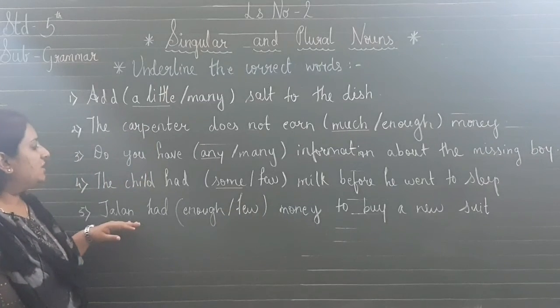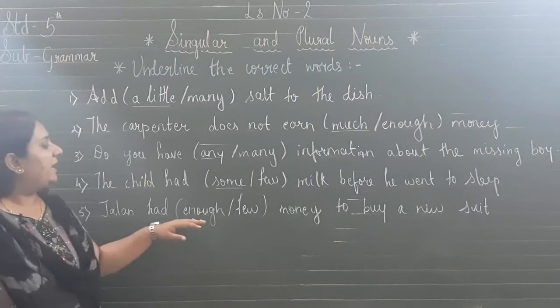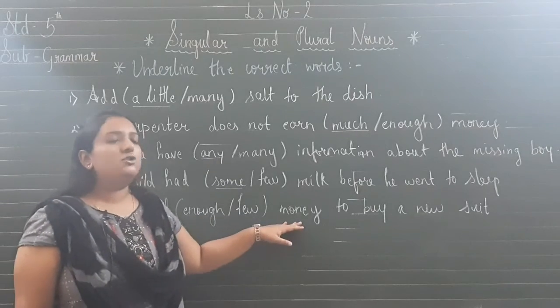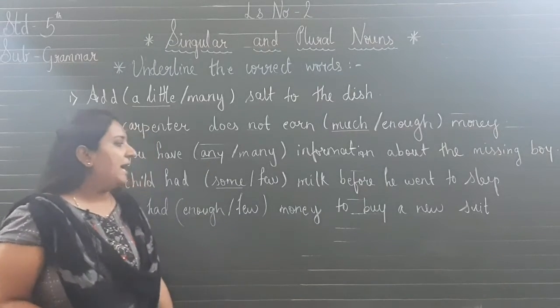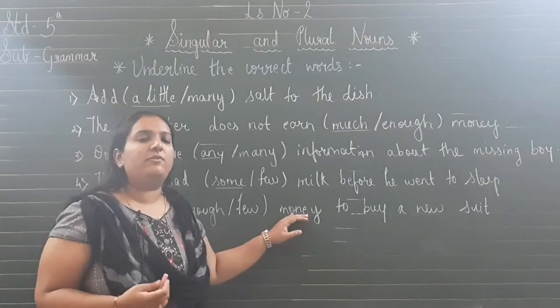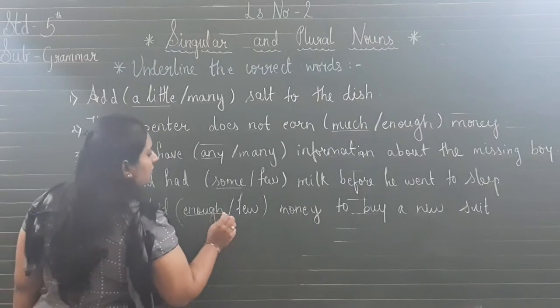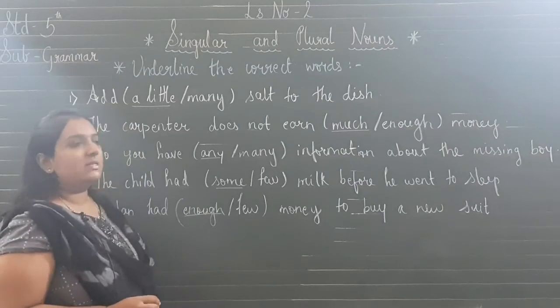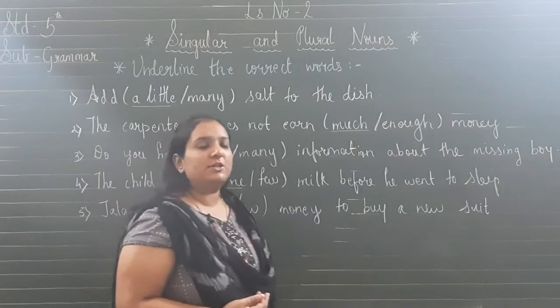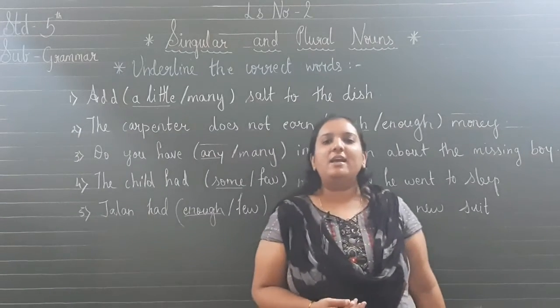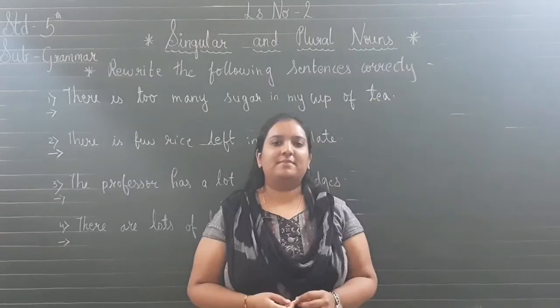And the last one, Jalan. Jalan had enough or few money to buy a new suit. As you know, money is uncountable. For an uncountable noun we can use enough, because few we use for countable nouns. So these all expressions are used in countable and uncountable nouns.